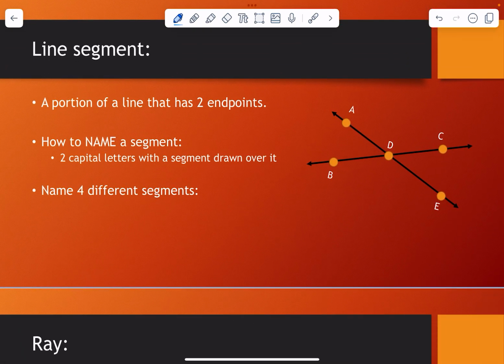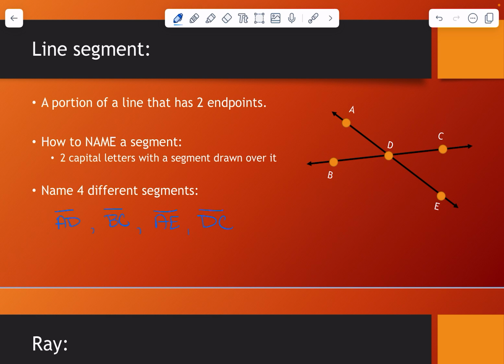Now, we also have a couple other things. We have a line segment. A line segment is a portion of a line that has two endpoints. So it doesn't go on forever, it actually has a stopping point. The way that we name a line segment is by two capital letters with a segment drawn over it. So if I want four different segments, I would have something like AD, BC, AE, and DC.